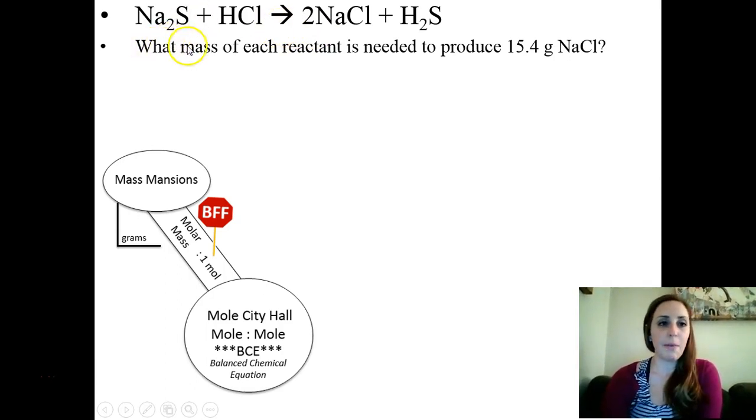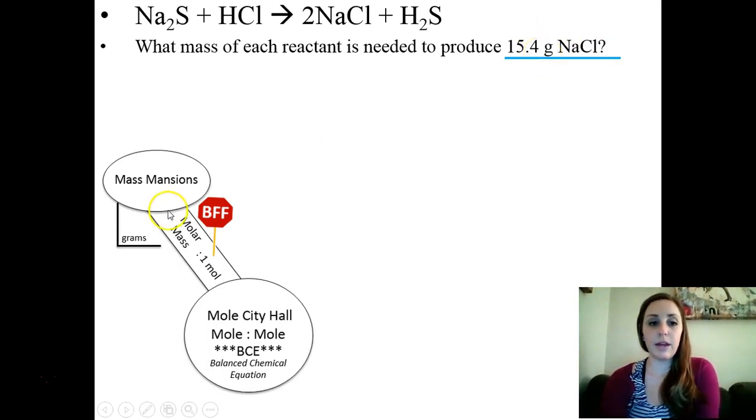So let's say this is your problem. What mass of each reactant, so that's sodium sulfide and hydrochloric acid, is needed to produce 15.4 grams of sodium chloride? All right, so you're given grams, right? So you're given right here, and you want grams in your answer, like you want mass. So how do you get out of here and come back to the same spot?